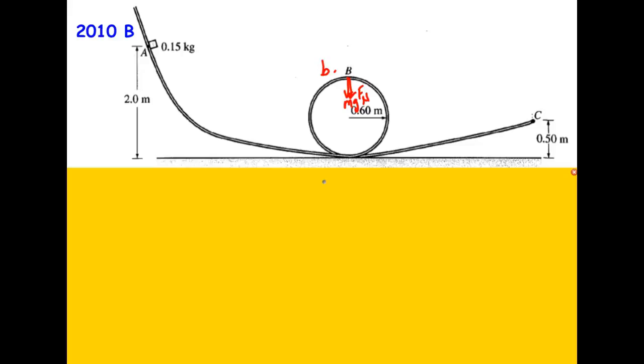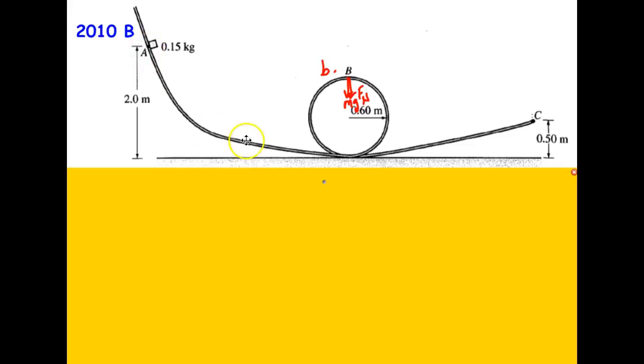A small block of mass 0.15 kilograms is placed at point A at a height of 2 meters above the bottom of the track as shown in this figure above, and is released from rest. It slides with negligible friction down the track around the inside of the loop of 0.6 meters and leaves the track at point C, a height 0.5 meters above the bottom of the track. A wants us to calculate the speed of the block when it leaves the track at point C.